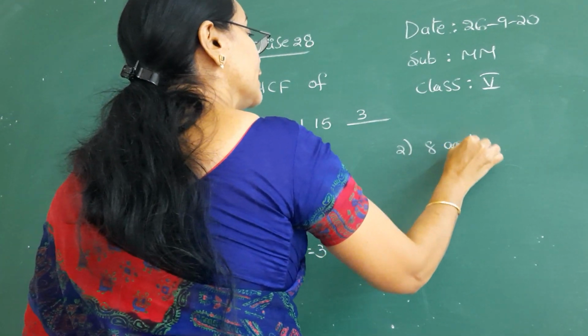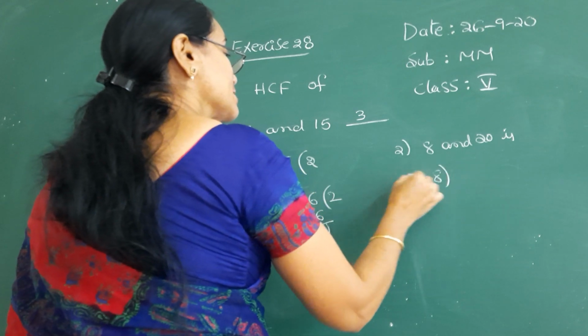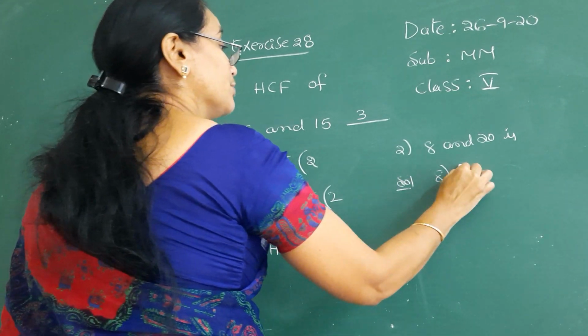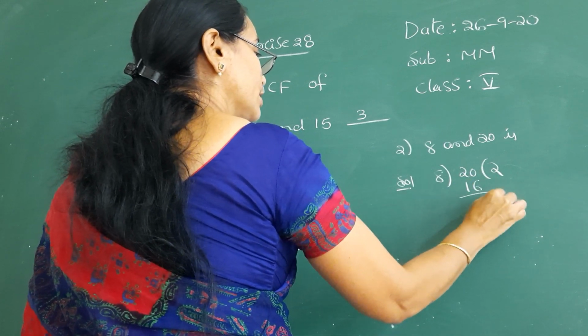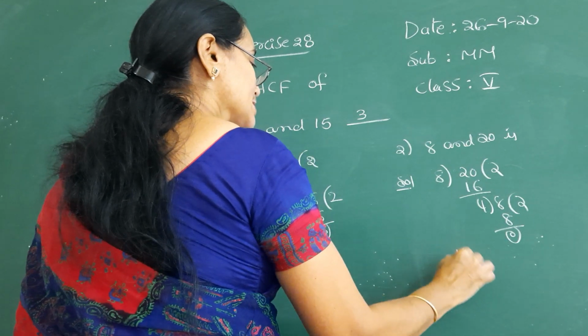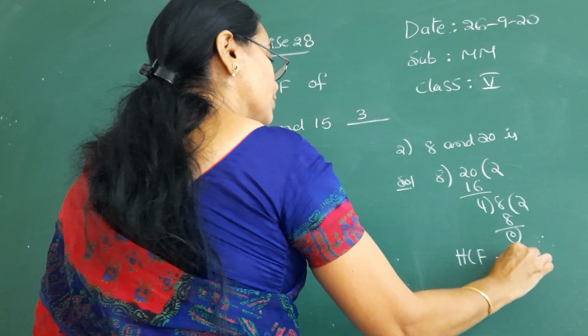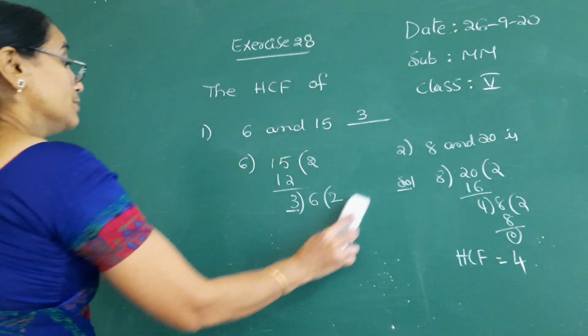See the second problem, 8 and 20. Take 8 as divisor and 20 as dividend. 8 twos are 16, remainder 4. Drop 8. 4 twos are 8, remainder is 0. So HCF is equal to 4.